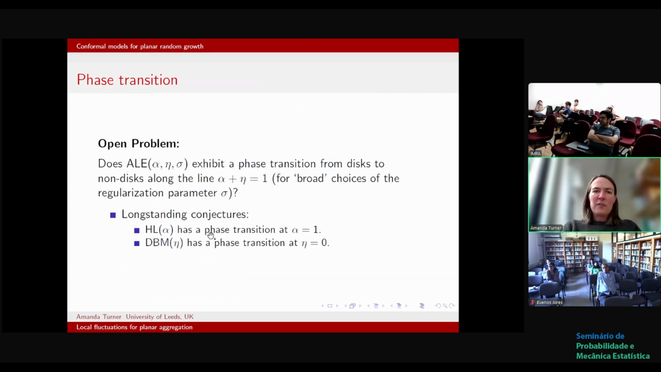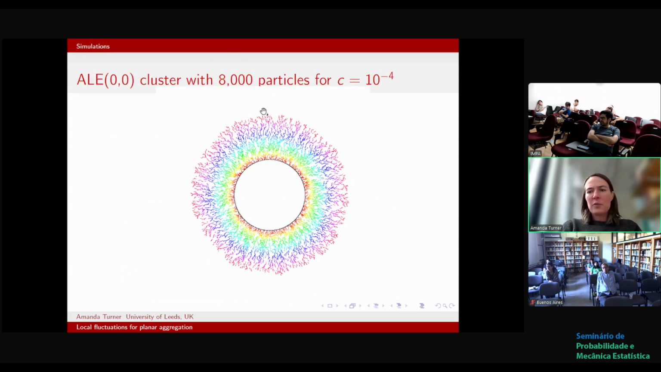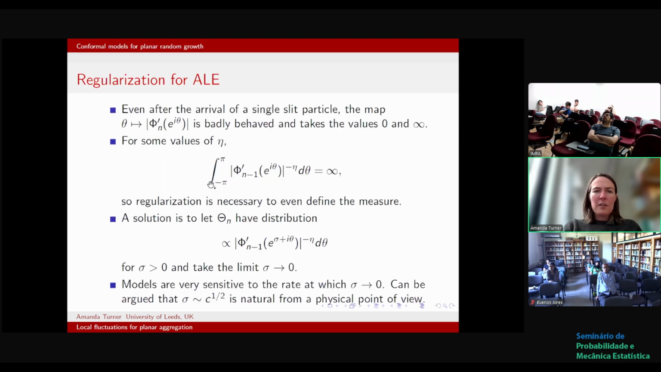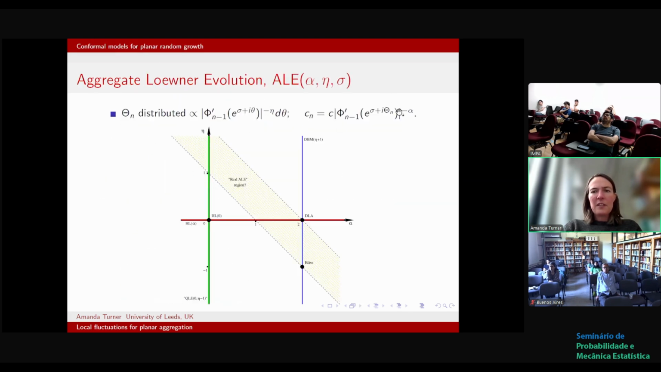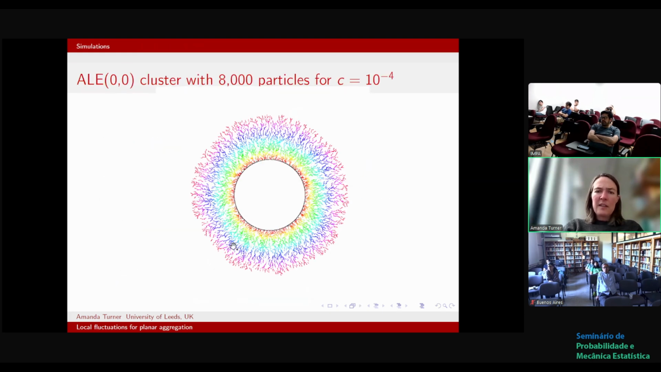But these simulations really took a very long time to do, so I've only got 8,000 particles, which is pretty small. This is the Hastings-Levitov 0 model, corresponding to both of these parameters being 0. In some sense it's the simplest model to study because in that case you just have IID rotations of maps with the same capacity. You can see the different colors correspond to different epochs of arrival: the red particles arrive first and the pink particles arrive quite late.